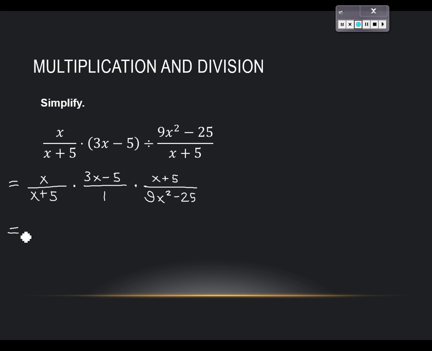In fact, there's not really anything to factor at all, right? Except for the very last denominator. Can you factor that last denominator? So tell me how. It's actually a difference of squares, isn't it? Do you recognize it? It factors as 3x plus 5, 3x minus 5.